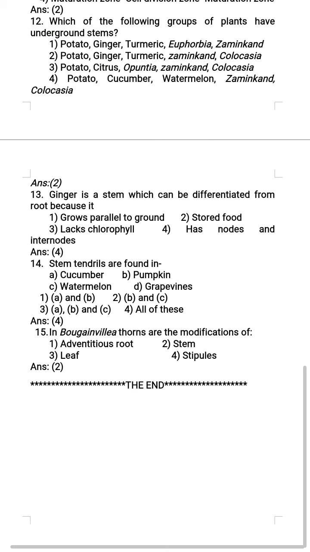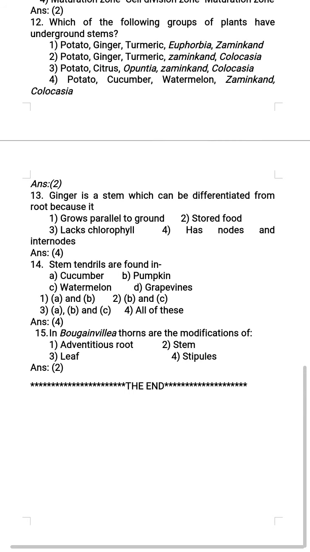The bougainvillea plant is popularly called the paper flower plant. Okay, so the correct answer is option 2.